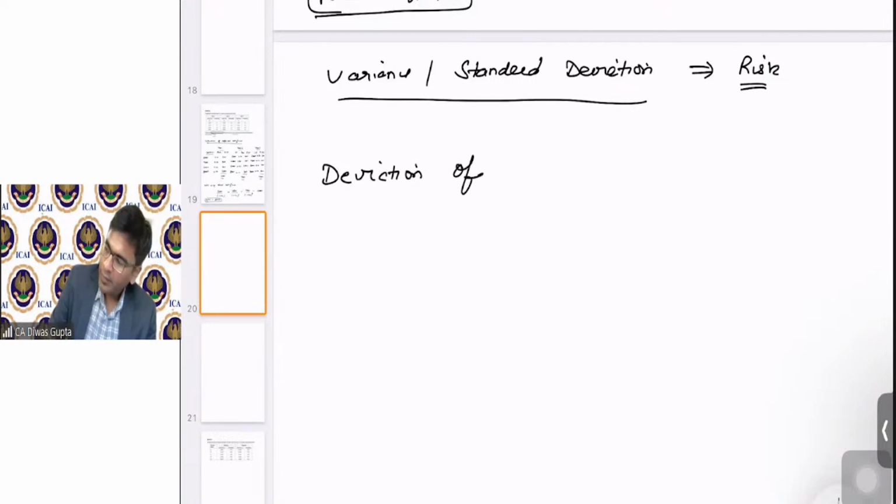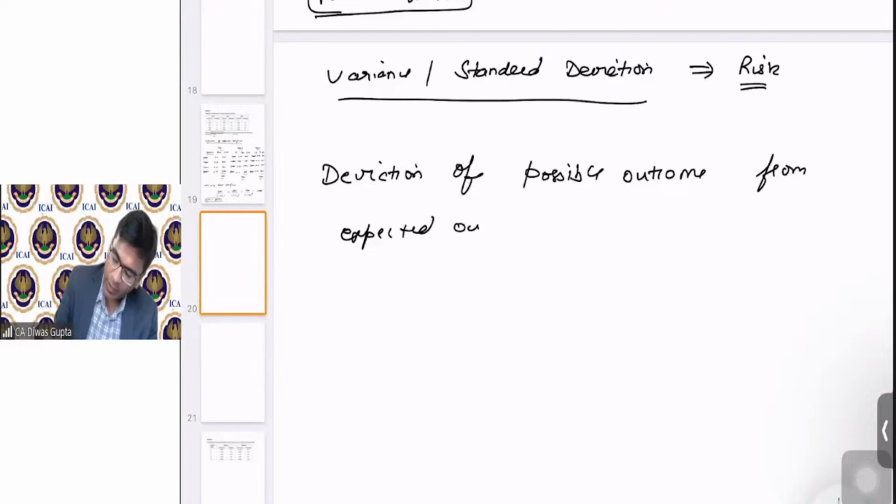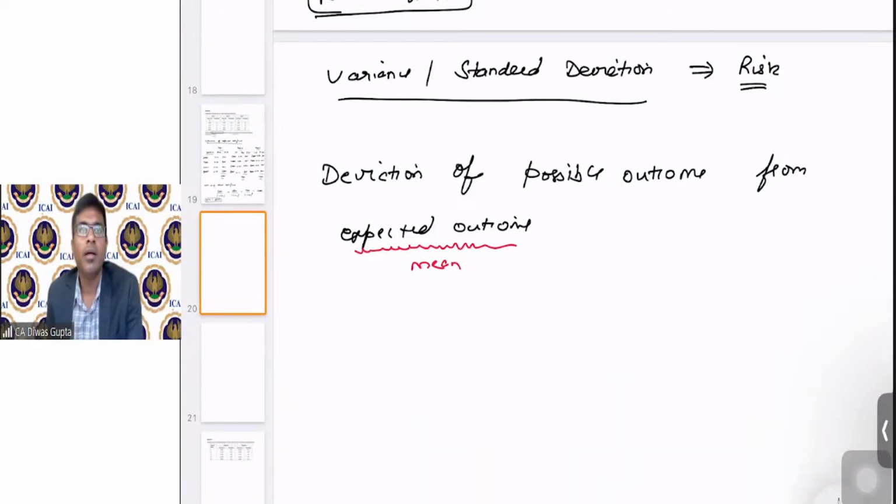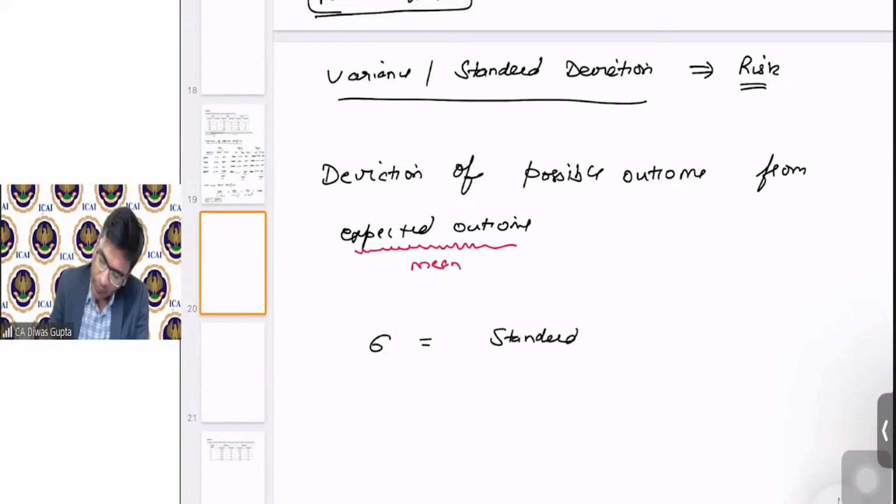So we said that it is the deviation of the possible outcome from the expected outcome. What is meant by expected outcome? This is actually the mean, correct? So any deviation from the mean for the possible outcome is called variance or standard deviation. This is generally denoted by this sign. And as I said, the square of this is called variance.